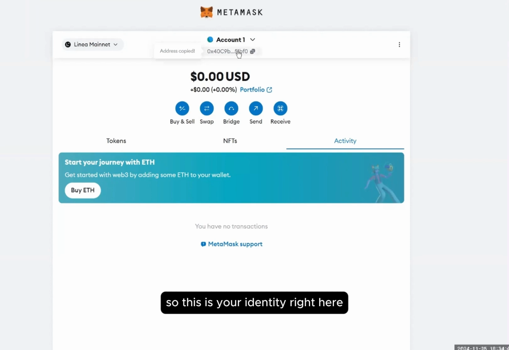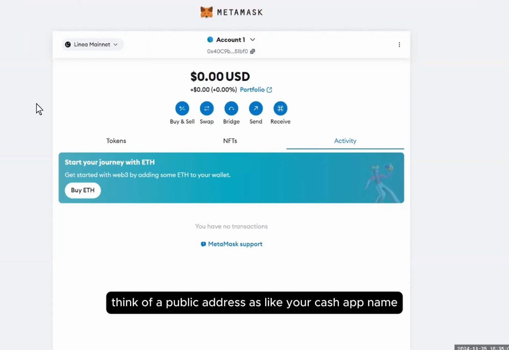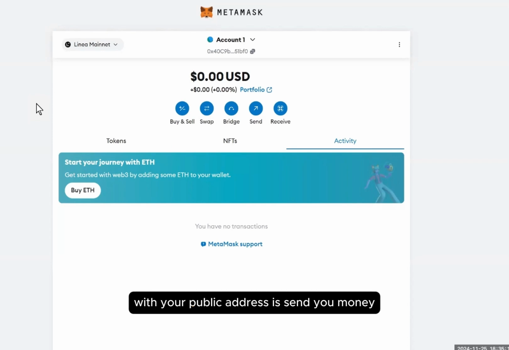So this is your identity right here. This long, and I'm actually going to paste it so y'all can see what it looks like. This is my wallet address, right? My receive address, aka my public address. Think of a public address as like your Cash App name. So you can give anybody your Cash App name. That don't mean they can look in your wallet. That just means they can send you assets there, quote unquote money, right? I always make a joke, the worst thing someone can do with your public address is send you money. That's the worst thing they can do, is send you some money, right? Now there's other things that can be done. We'll get into that later.